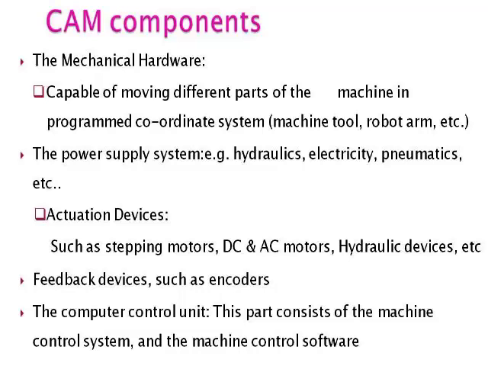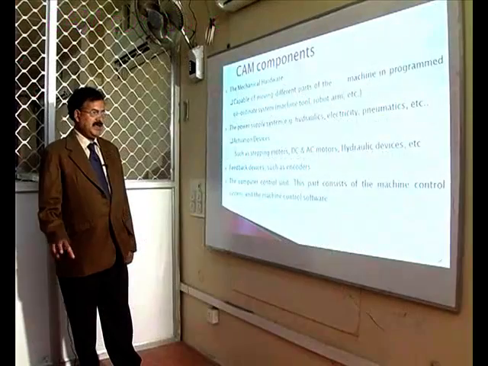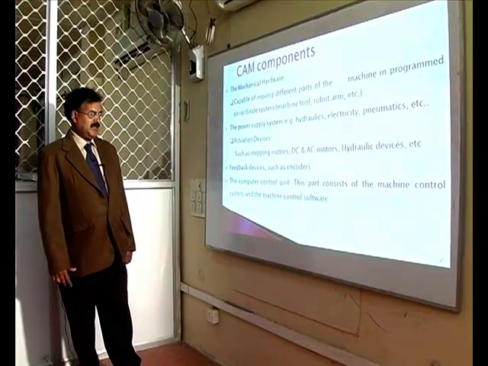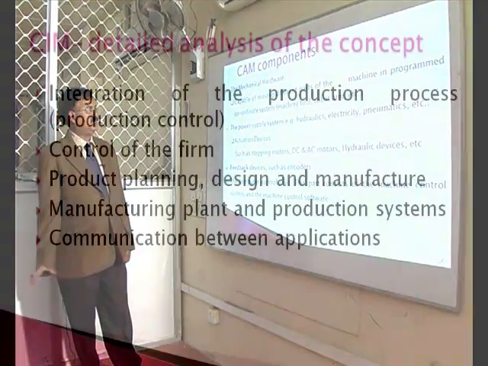You can say CNC machines can be used to do this. The power supply system, hydraulics, electricity, pneumatics, can be used in these devices. Actuation devices such as stepping motors, AC, DC, hydraulic devices, they are all actuating mechanisms. And feedback devices such as encoders, Hall effect sensors, etc. And the computer control unit, this part consists of a CNC machine control unit and the machine control software.